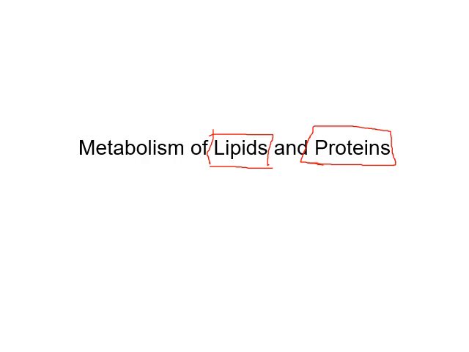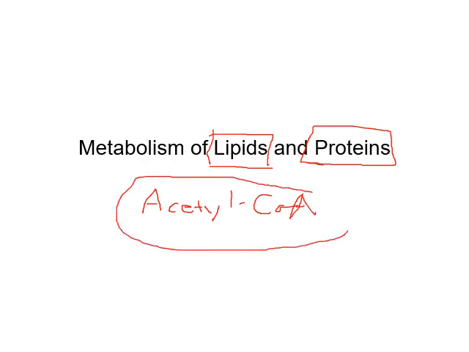If you remember, there is one molecule that is the unifying molecule between glucose, lipids, and proteins, and that's acetyl-CoA. Remember acetyl-CoA? Where do we find it? It is at the beginning of the citric acid cycle.